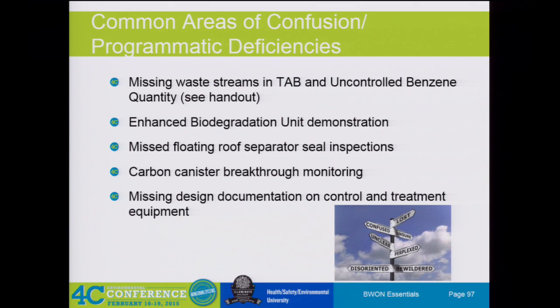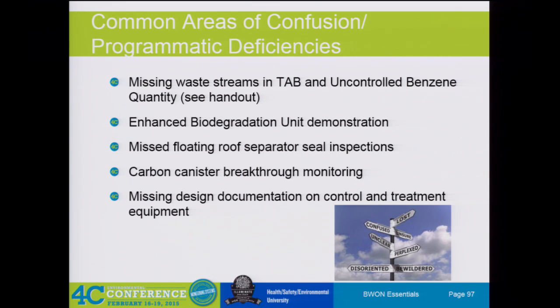Some more: missing waste streams in the TAB and the uncontrolled benzene quantity. So see your handout. Again, that's the handout we said with your commonly missed waste streams. Your EBU demonstration, so again, if you're not sampling properly, what's the cutoff? 10 ppm inlet for your EBU.